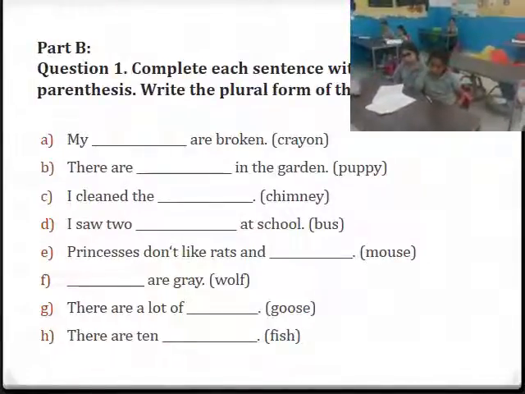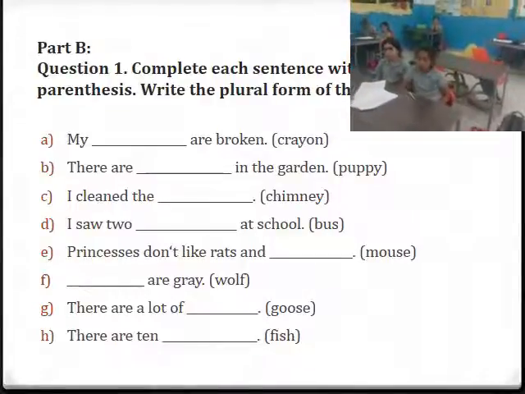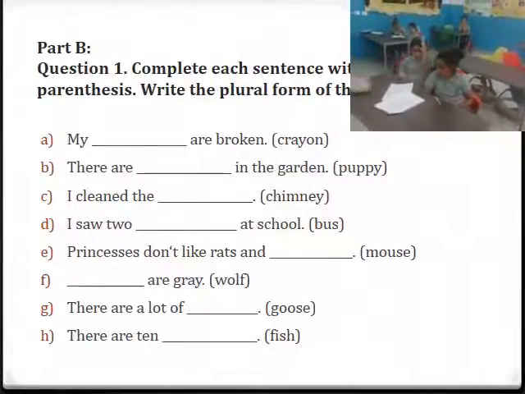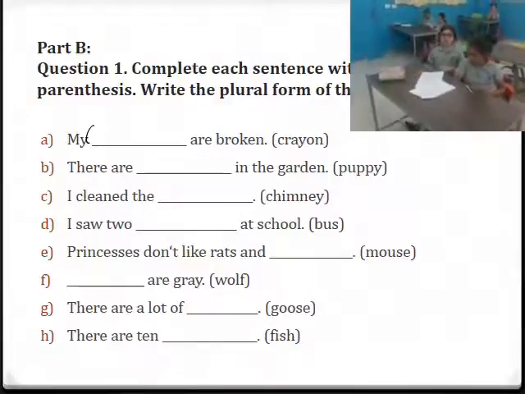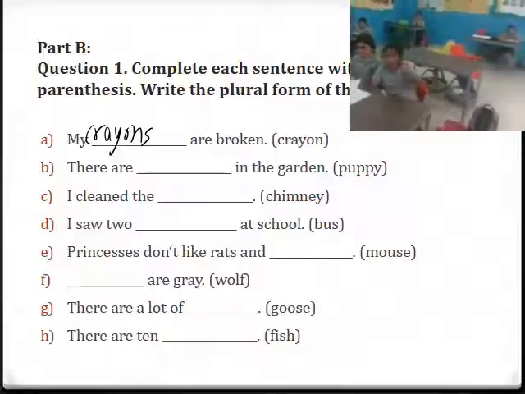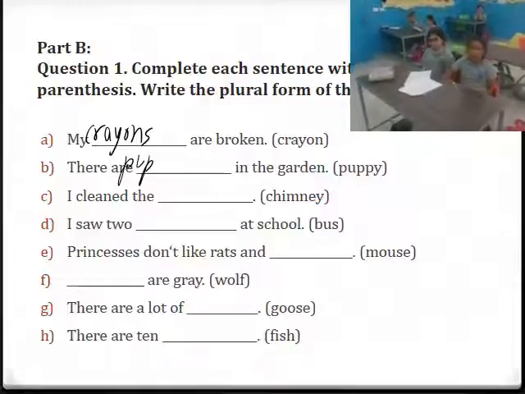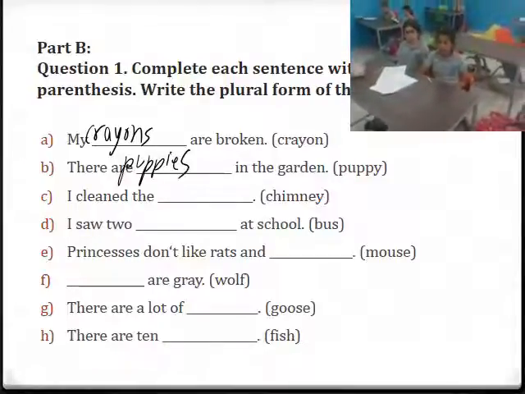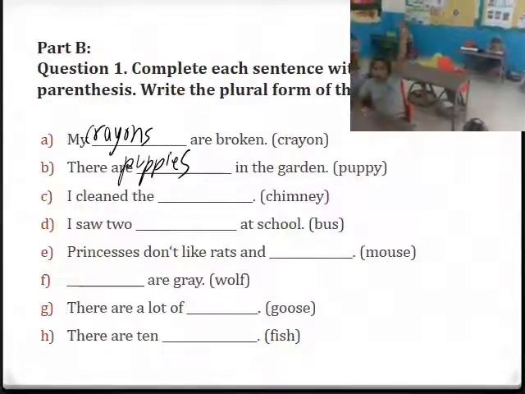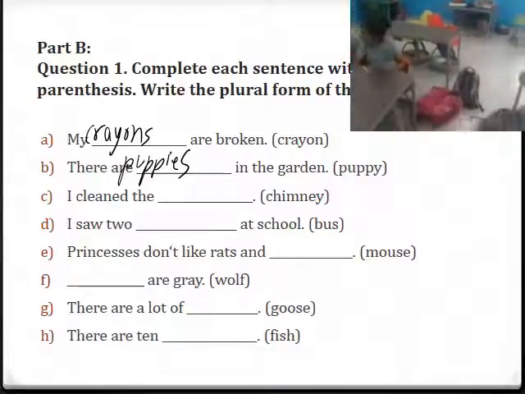Part B, question 3. Complete each sentence with the noun in parentheses. You write the plural form of the noun. Number 1, my crayon are broken. Crayon, yes, Yara? My crayons. Crayons. Add S. There are puppy in the garden. Yes, Celine? There are puppies. We what? We drop the Y and add IES. Okay, I clean the chimney. Yes. I clean the chimneys. We add S.